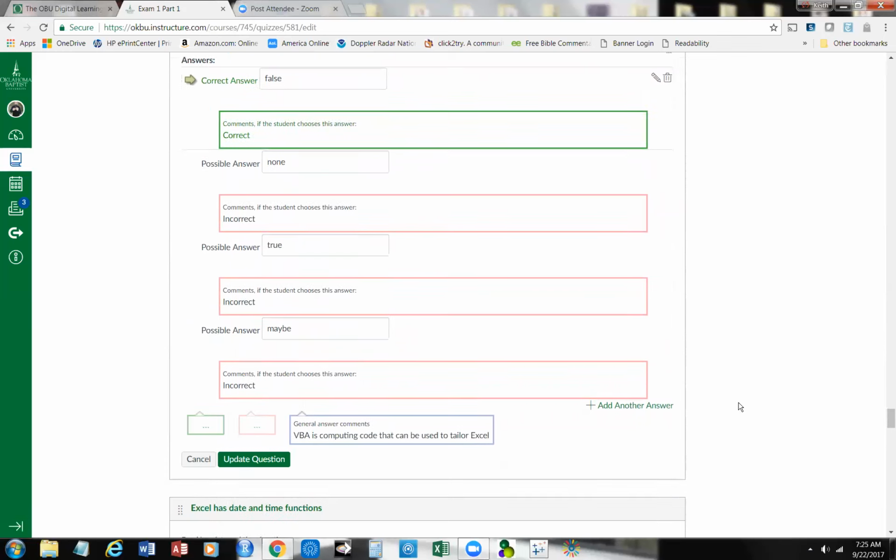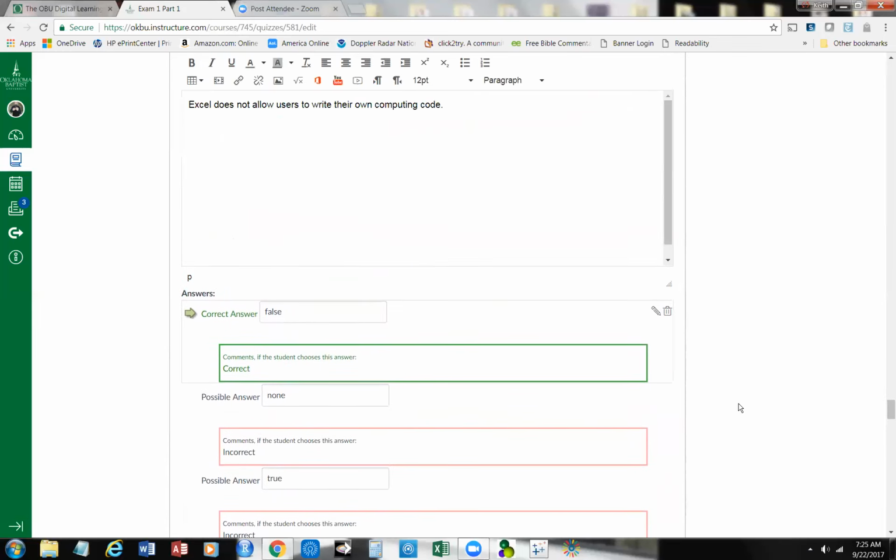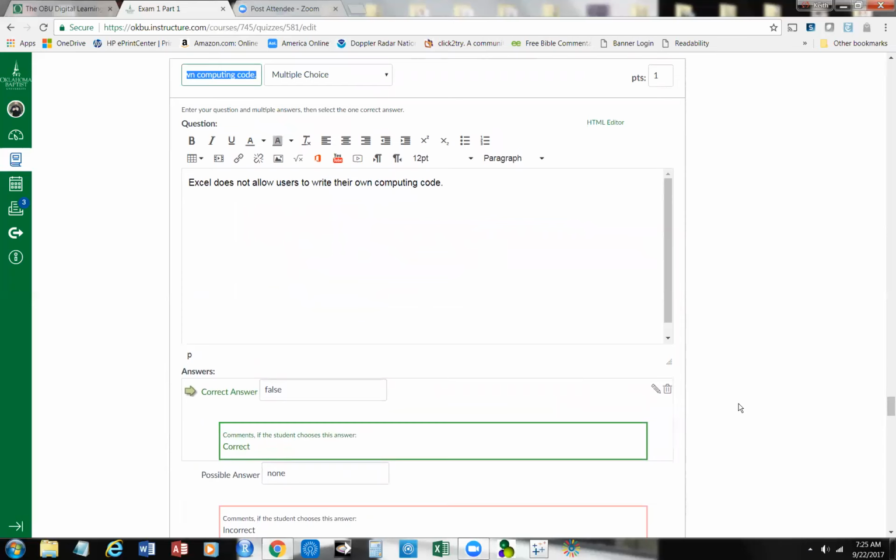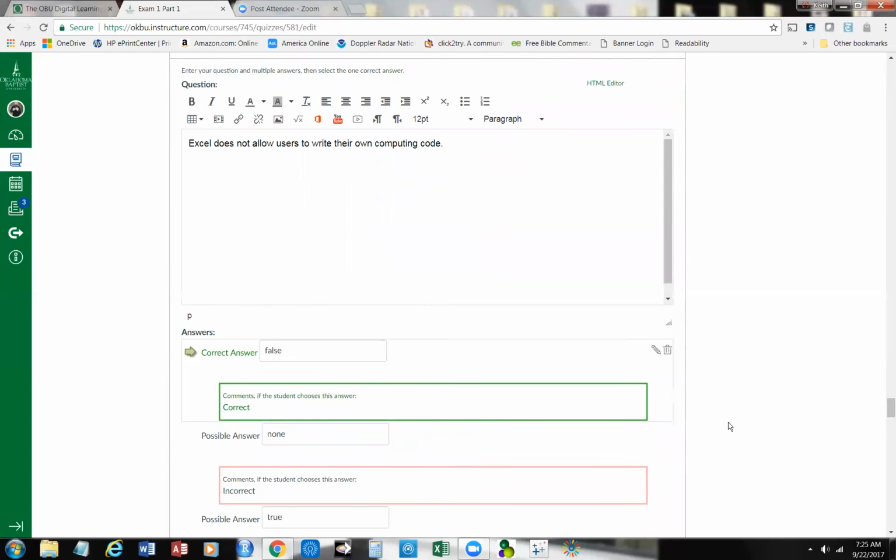And I tell you, okay, the answer is VBA. I've talked about that. VBA, Visual Basic for Excel. I've spoken about that. Visual Basic for Excel allows you to write your own computing code to tailor things. And I think I even took us down in one of the cases down to take a look.